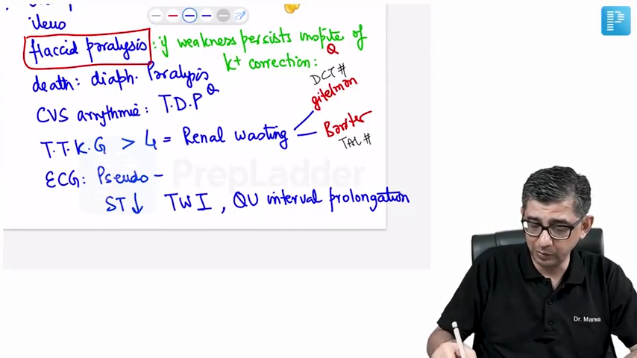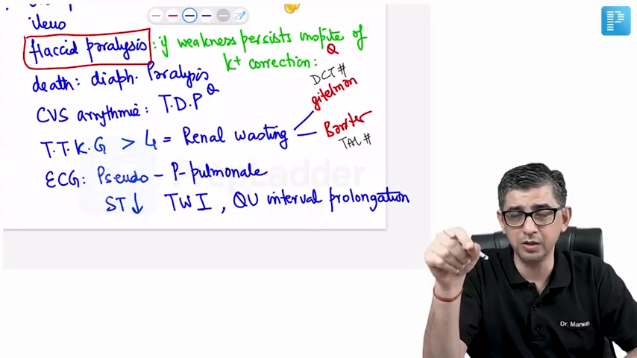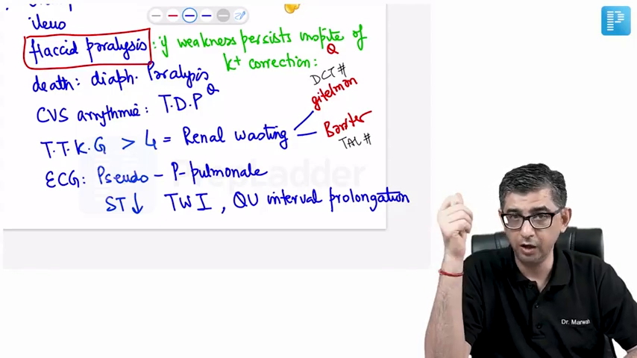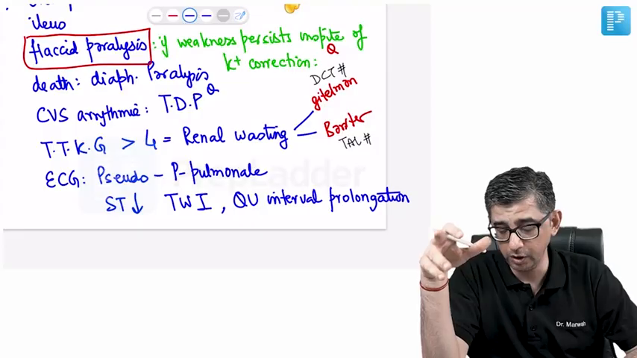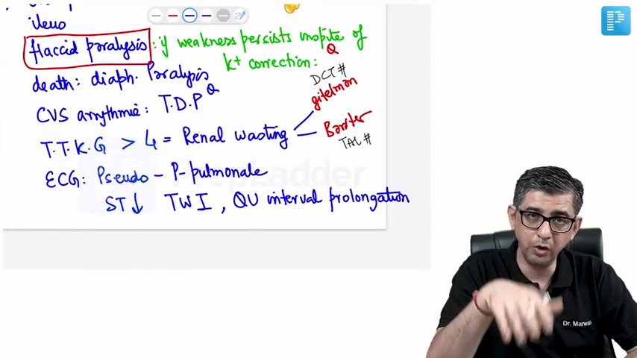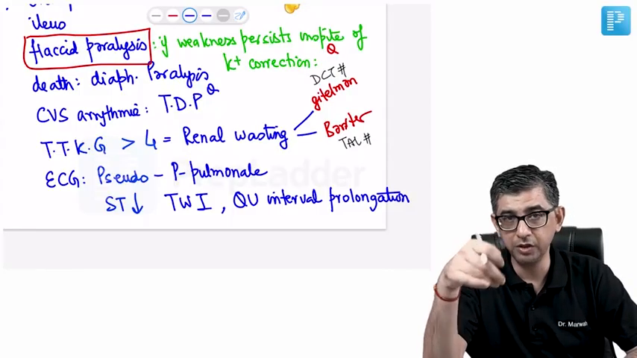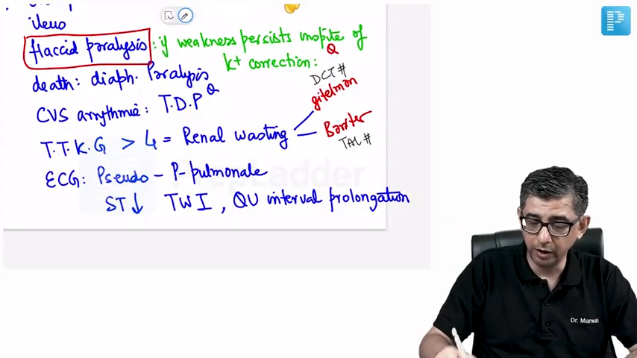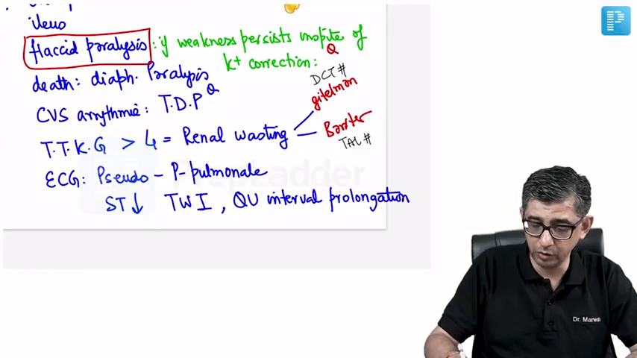Then the ECG finding in these patients would be that of pseudo P pulmonale. We very well know that P pulmonale is P wave more than 2.5 millimeter in presence of pulmonary artery hypertension. Here there is no pulmonary artery hypertension, still we are having a P wave amplitude increase, so we call it pseudo P pulmonale. Whenever potassium goes down, ST also goes down, T also goes down, so there is a T wave inversion. TWI here means a T wave inversion occurring in the patient. Along with that, ST would also go down.